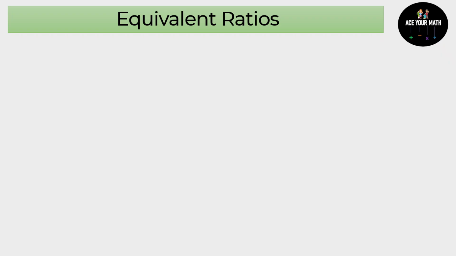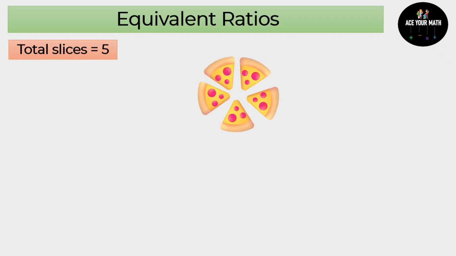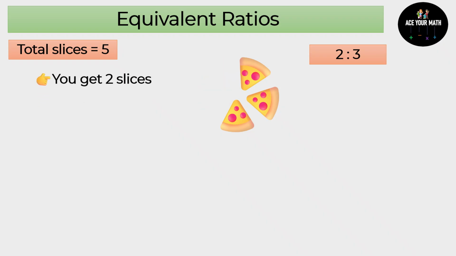Now we'll see equivalent ratios. Here I'm taking the example of pizza. Now the total slices of the pizza are 5 and you and your friend decided to divide it in the ratio of 2 is to 3. Okay, so you will get 2 slices of pizza and your friend will get 3 slices of pizza. So this is how 5 slices were divided in the ratio of 2 is to 3.